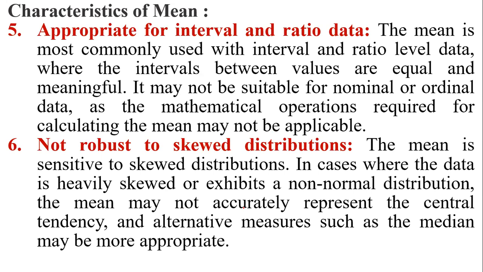Mean is not robust to skewed distributions. Mean is sensitive, as I said, to skewed distributions. In cases where data is heavily skewed or exhibits an abnormal distribution, the mean may not accurately represent the central tendency. And here, we should use alternative measures such as the median or mode where more appropriate.